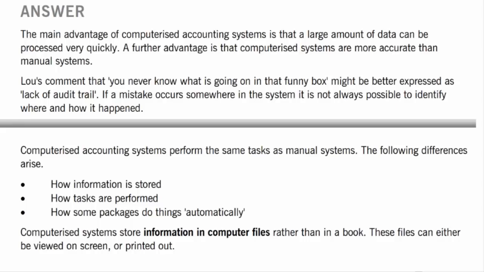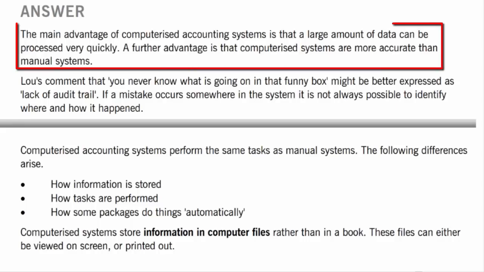Here, the book talks about why computerized accounting systems are so useful, especially for modern businesses. Let me ask you a question. What happens when a company has to handle thousands of transactions every day? Can they really do all of that with pen and paper? Of course not. That would take forever. That's why the main advantage of computerized systems is that they can process a lot of data in a very short time. They are also much more accurate than doing everything by hand.